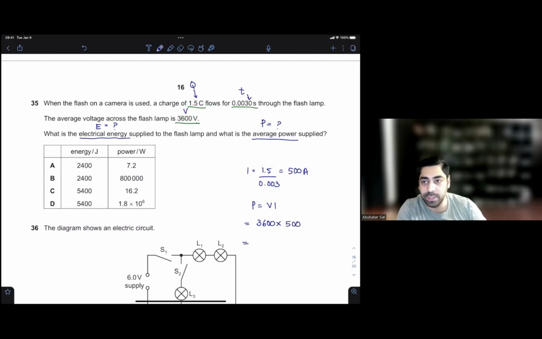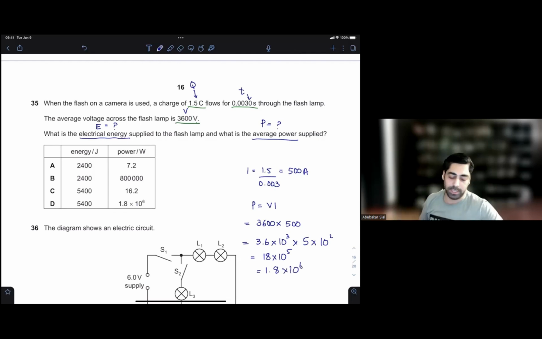Now, there's an easy way to do it without the calculator, but obviously you can use the calculator. So 3.6 into 10 power 3 times 5 into 10 power 2. 3.6 times 5 is 18. So 18 into 10 to the power 5, but standard notation will give you 1.8 into 10 power 6. Why? Because the first number needs to be less than 10 in standard form. So that's the power. If you want energy, you can simply multiply it with the amount of time.